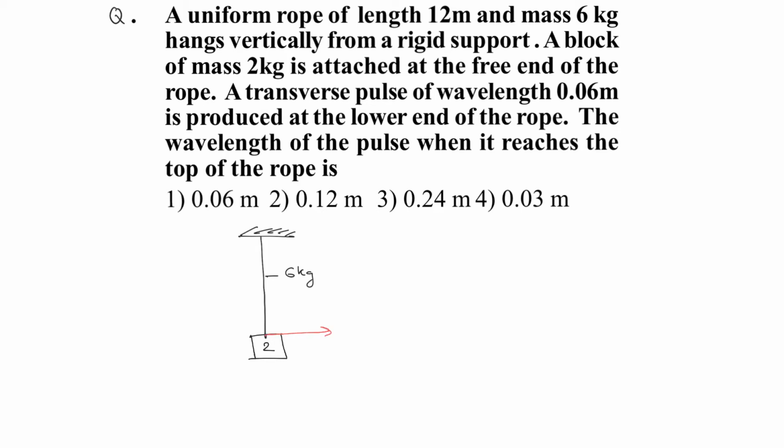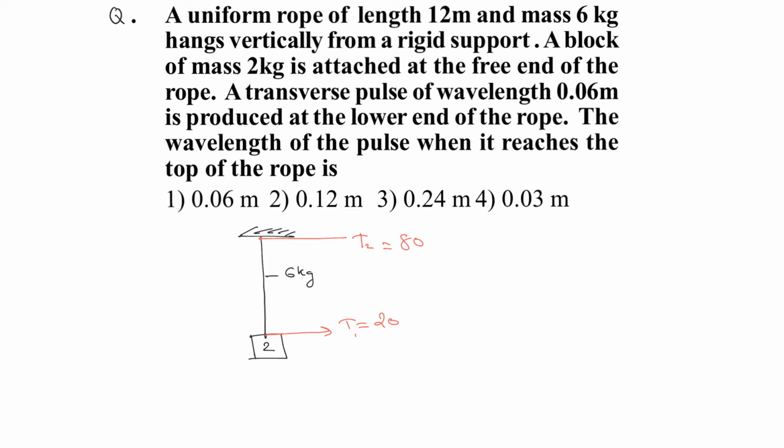So at this end the tension is because of a 2 kilogram block, let's say that is equal to 20 Newton, and tension at this point over here, you can just observe that the weight of the string as well as the weight of block is going to act at this point. So the value of tension at this point is going to be 80 Newton. So tension is different, and our aim is to find out what happened to the value of its wavelength.